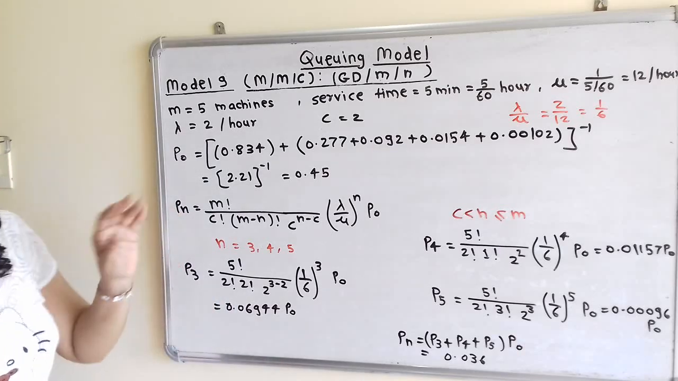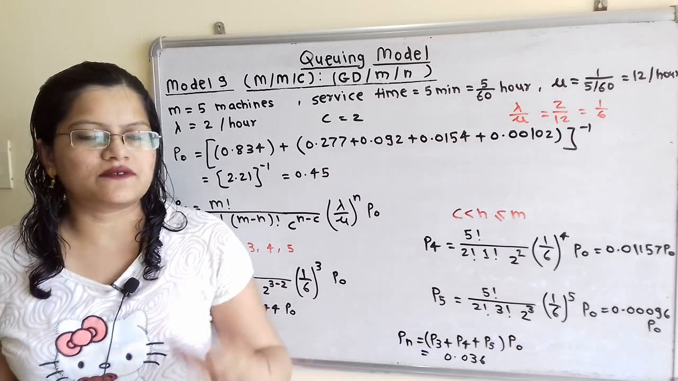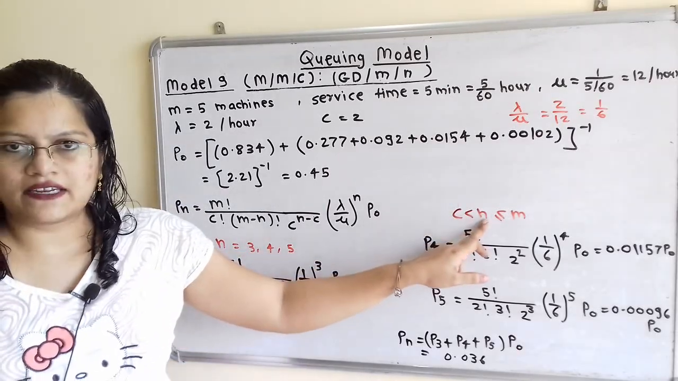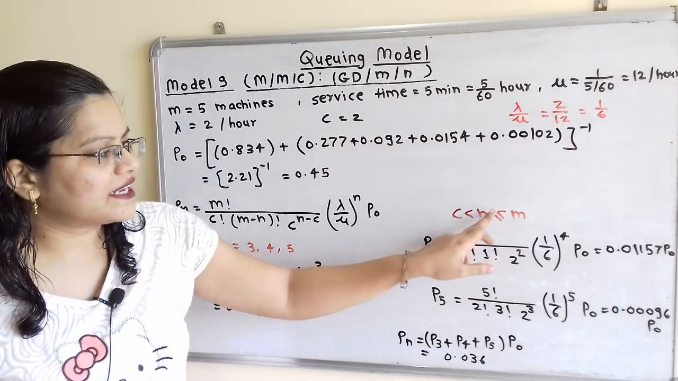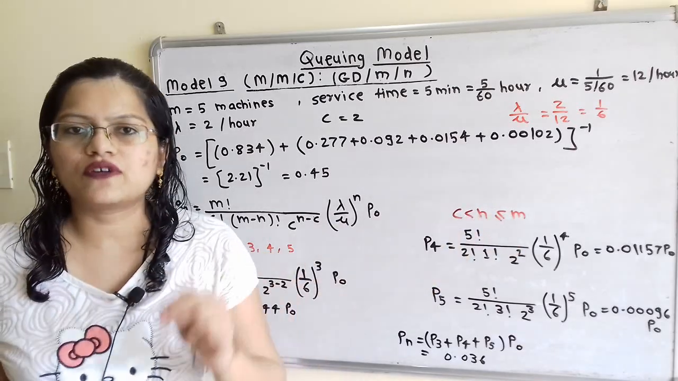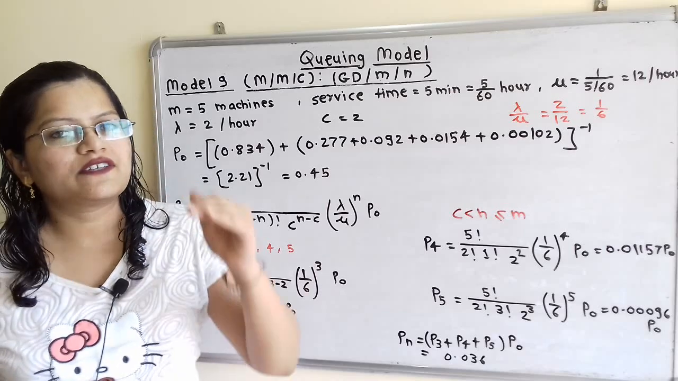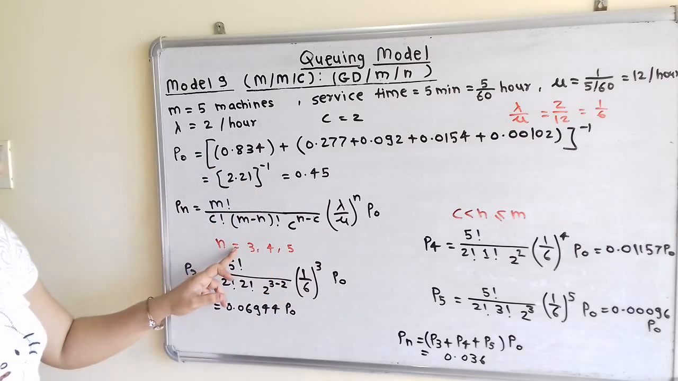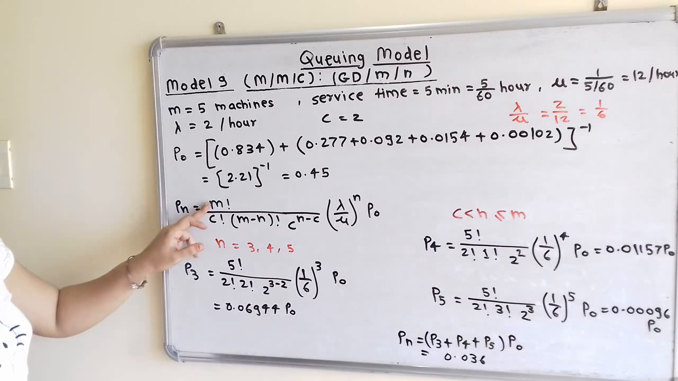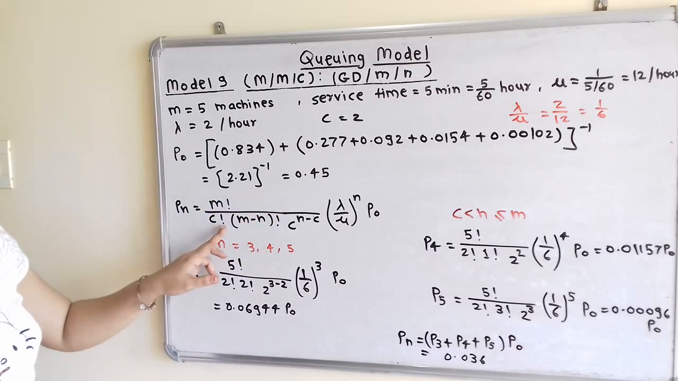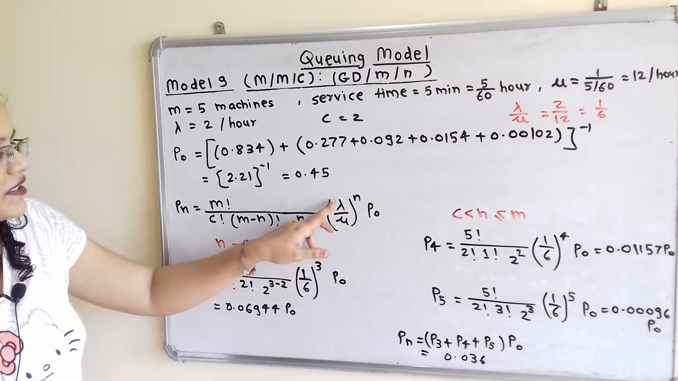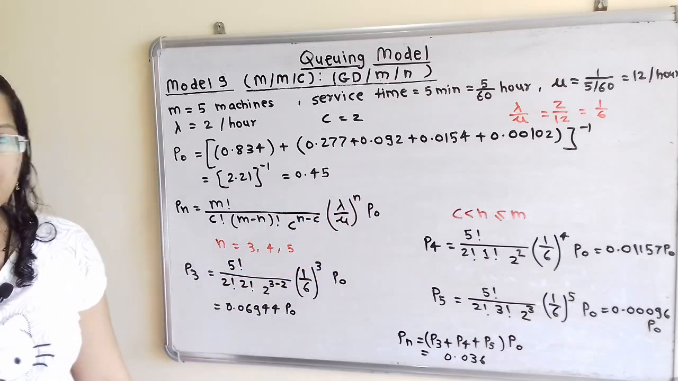So probability of n number of machines in the system, where the condition for n is given: c is less than n, and n is less than or equal to m. That is the range of n we have to take, that is from 3 to 5. So we have to take n is equal to 3, 4, 5. And what is the formula? That is m factorial divided by c factorial, m minus n factorial, c raised to n minus c, into lambda by mu raised to n, into P0.